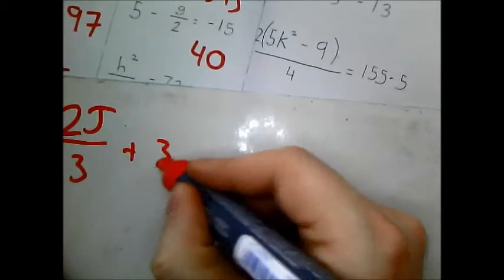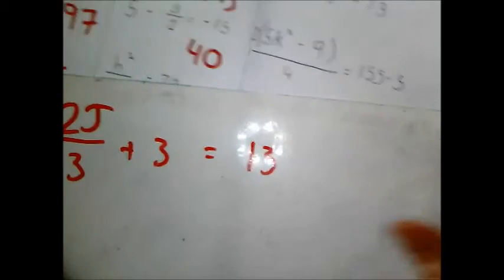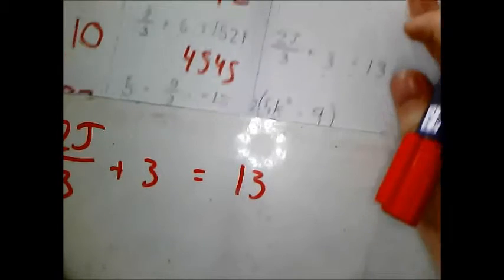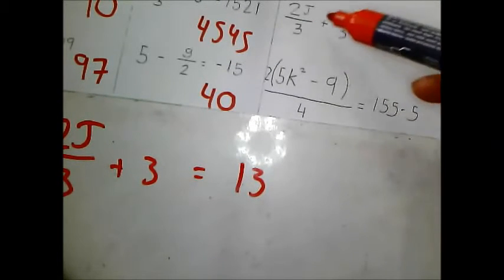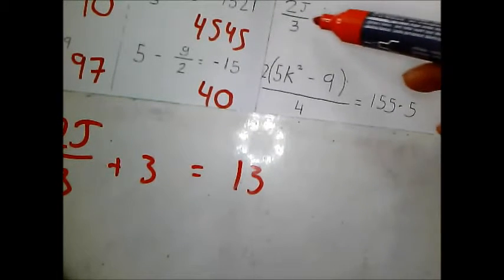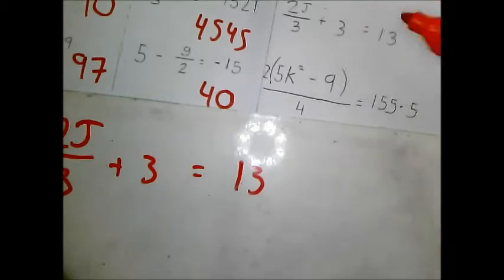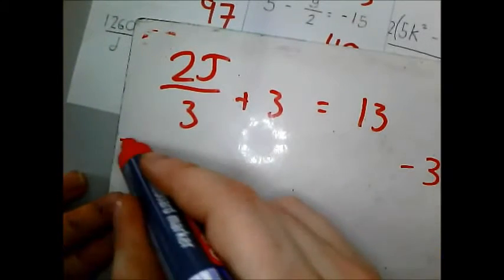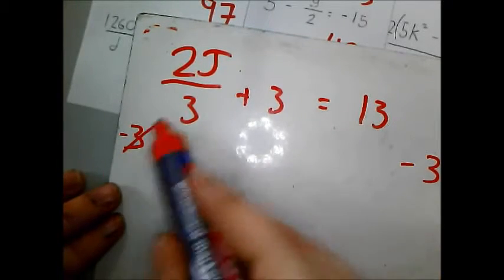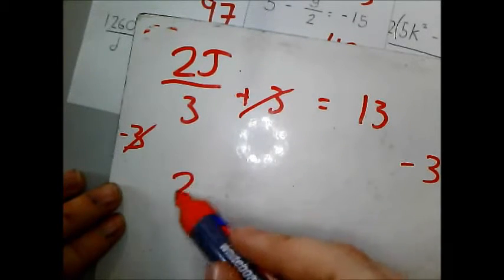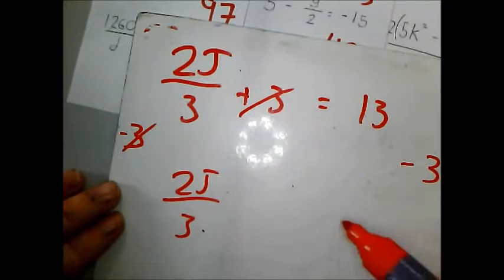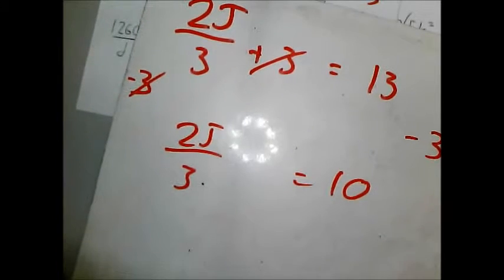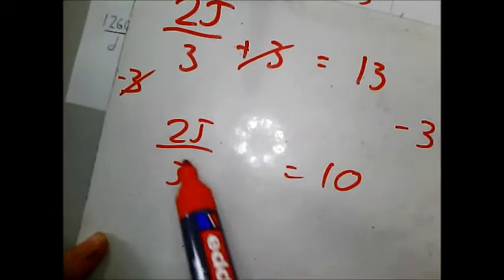Penultimate question. 2j over 3 plus 3 equals 13. Now, in the last question, I tried to get rid of the divide by 9 first, but on this question, I'm going to get rid of this plus 3 first, because the divide symbol is not affecting this plus 3 here. Okay, so first thing I'm going to do is take away 3 from both sides. So I'm going to end up with 2j over 3 equals 10.